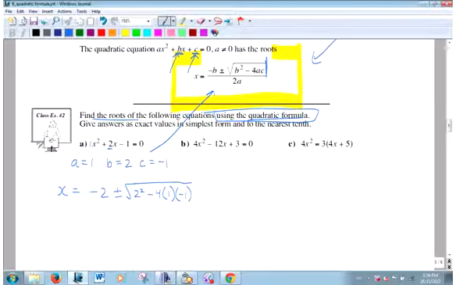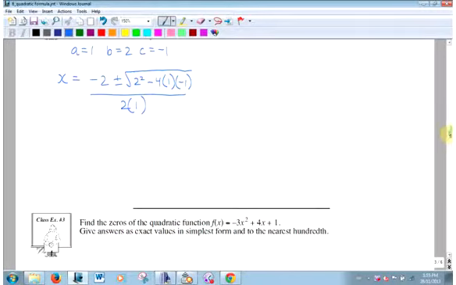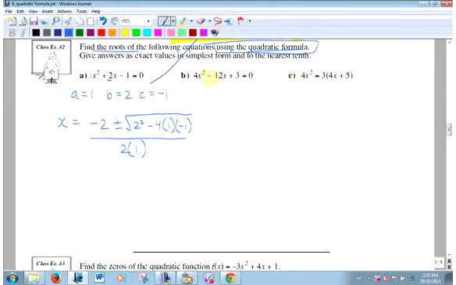Did I use brackets when I substituted? I sure did. Okay? A, C, note I put them in here. All of this is over 2a. Not just the first guy. The whole thing is over 2 times, what's a? 1. Okay? Now, write small and work down because we got another guy we're going to do.